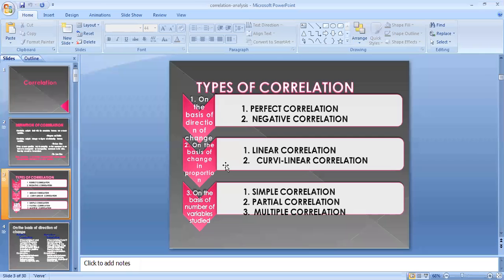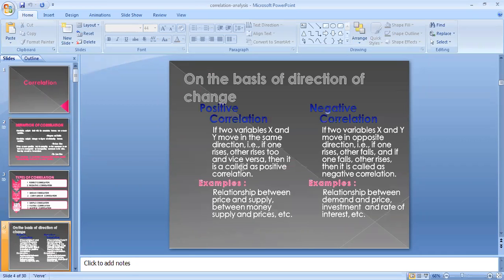On the basis of changing proportion, there are two types of correlation: linear correlation and curvilinear correlation. On the basis of the number of variables studied, there are three types of correlation: simple correlation, partial correlation, and multiple correlation. So on the basis of direction of change, there is positive or perfect correlation and negative correlation.